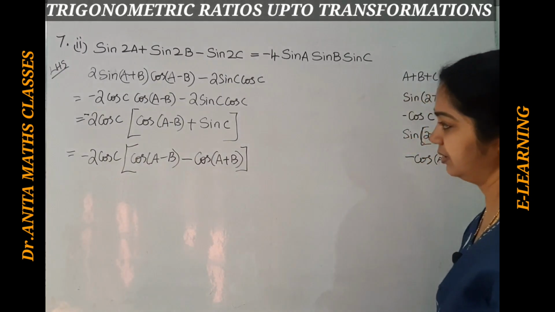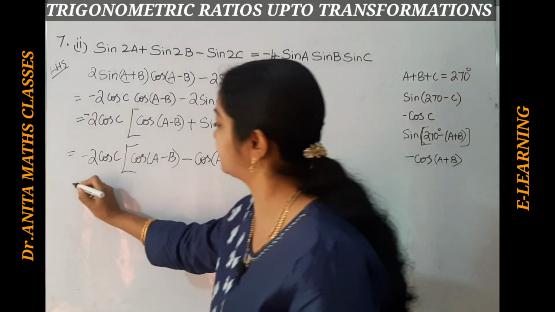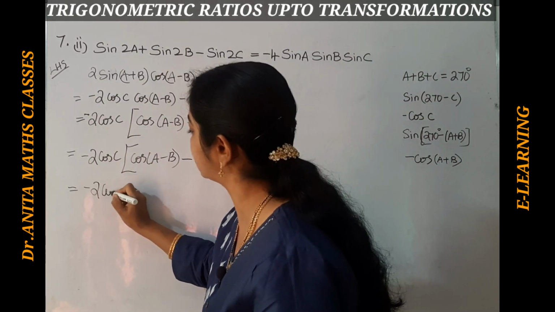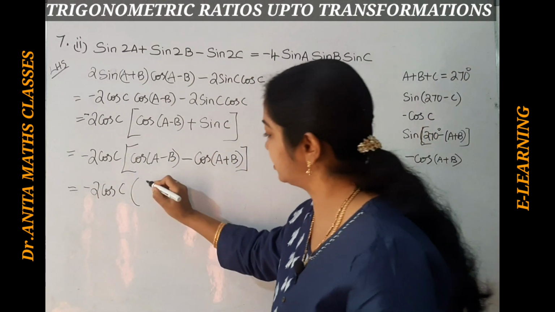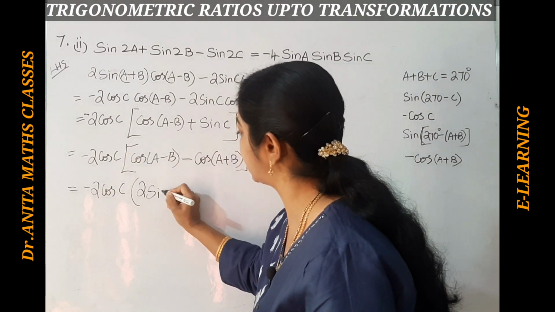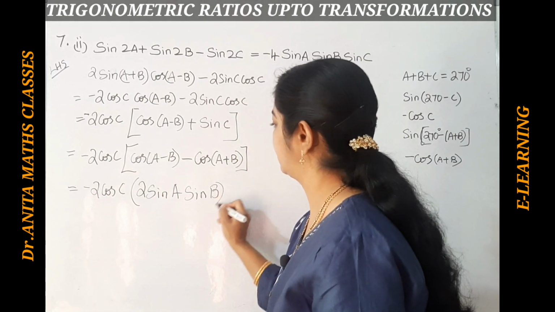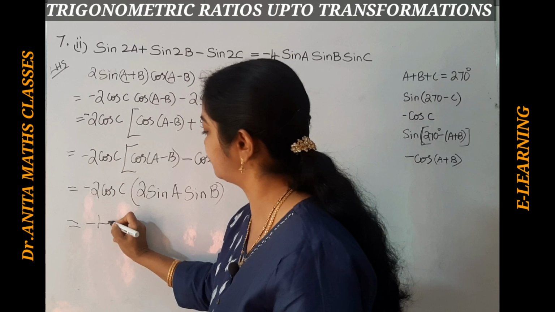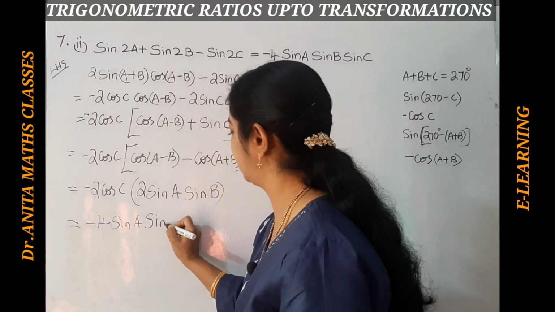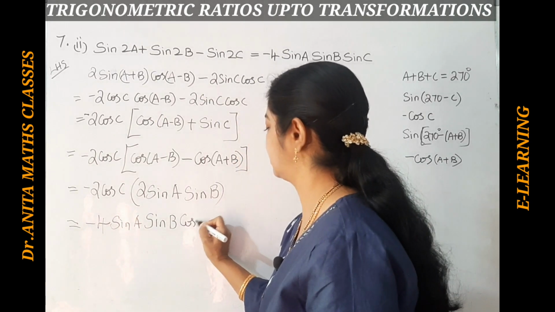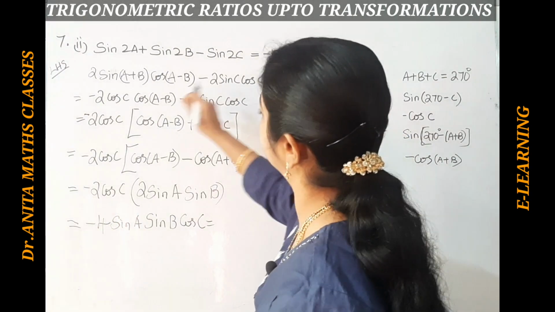Right. So here we will make use of the transformation formula, that is minus 2 cos C. Here since cos and minus, this becomes 2 sine A and sine B. Okay, so if you multiply, this becomes minus 4 sine A sine B and cos C. So this is what sine A sine B, and we do have sine C here.